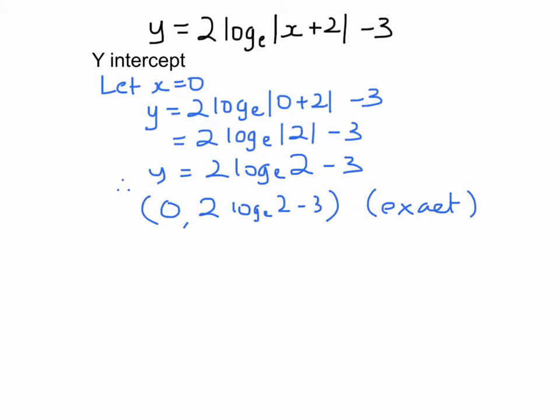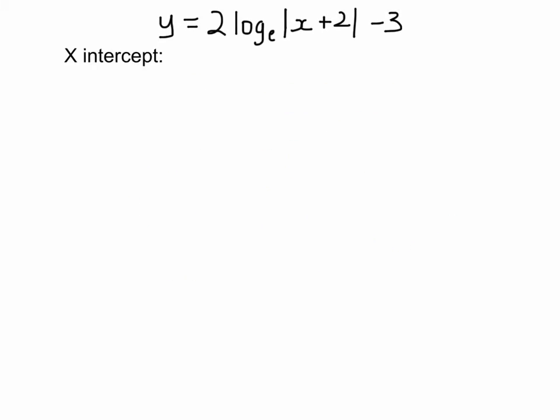Or if you use a calculator, it's approximately equal to negative 1.61 if you're writing it correct to 2 decimal places. Next we'll work out the x-intercepts, and to do that you let y equals 0 and then solve for x.